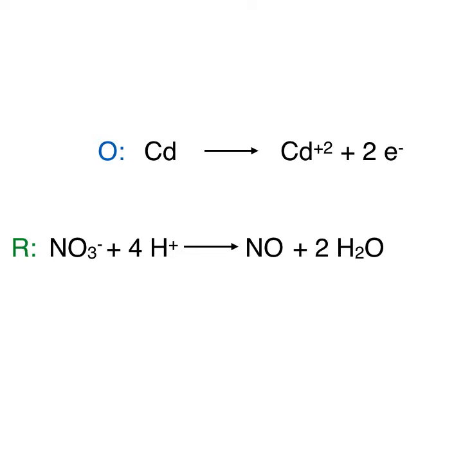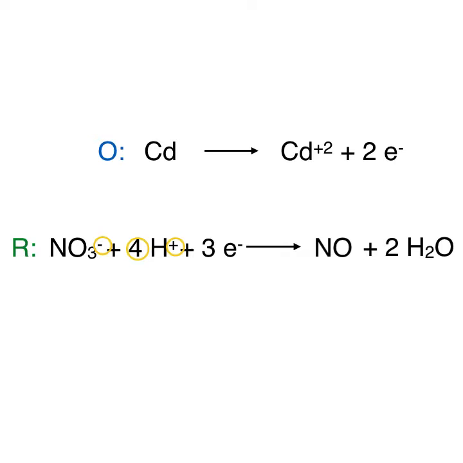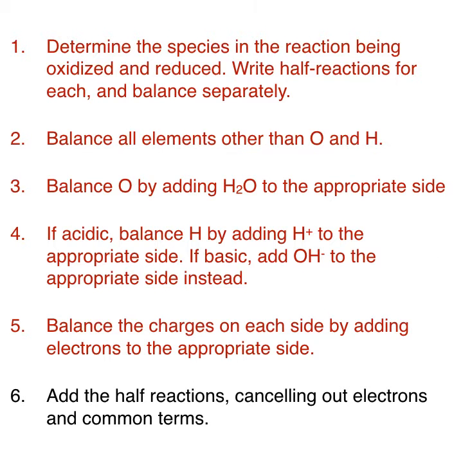In our reduction equation, the overall charge on the left side is +3 due to the -1 charge from the nitrate plus 4 +1 charges from 4 protons. The right side, on the other hand, has an overall charge of 0. Thus, we must add 3 electrons to the left side to balance it out. Step 5 is done. On to the final step. We must add the 2 half reactions, making sure the electrons cancel out as well as any common terms.